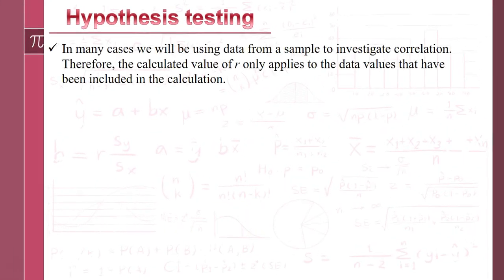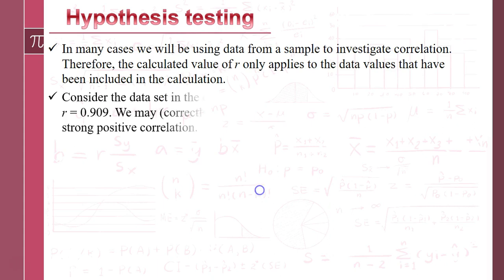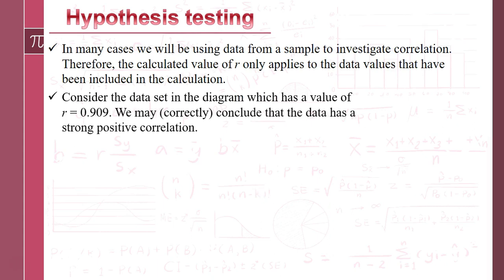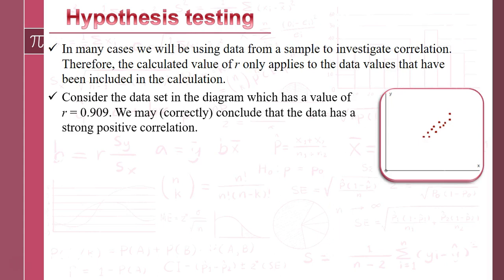When we plot data values on a scatter graph and start trying to calculate PMCC and lines of best fit and all that kind of stuff, generally speaking, we're taking data from an experiment, or we're only taking certain data, a sample of data, from a larger population. In this diagram we've got quite a small number of points, and a value of R, our PMCC, which is 0.909. So we're quite rightly saying this particular set of data has a strong positive correlation.